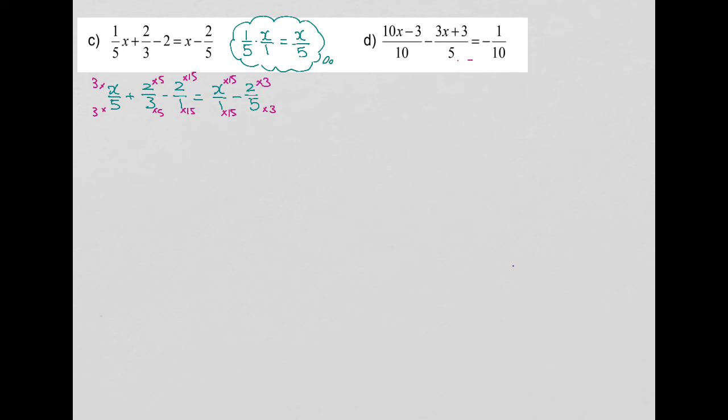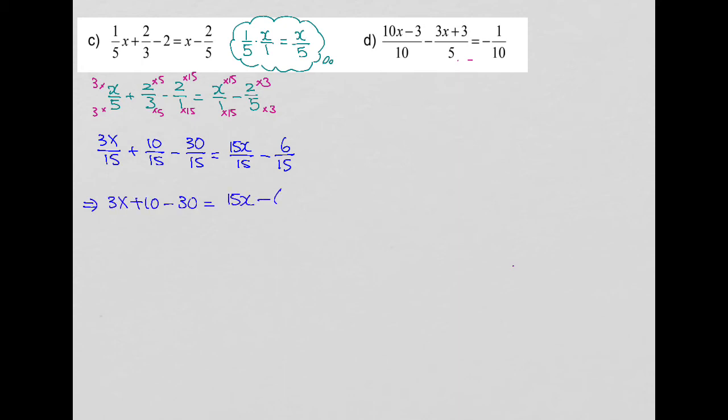So let's take a look what happened now. So this is going to be over 15 plus over 15 minus over 15 equals to over 15 minus over 15. Now I change every single denominator into 15. So let's look at the numerator. 3 times by x, 3x. 2 times by 5, 10. 2 times by 15, 30. x times by 15, 15x. 2 times by 3, 6. So now they are equal. They have the same denominators. That means the numerator must be equal to each other. So this implies 3x plus 10 minus 30 equals to 15x minus 6.